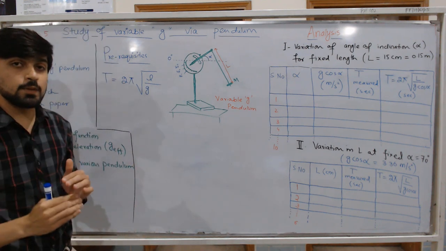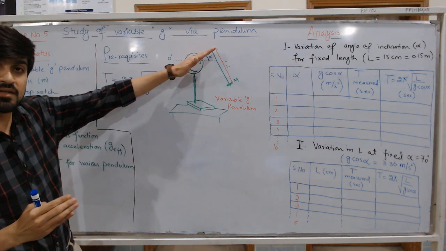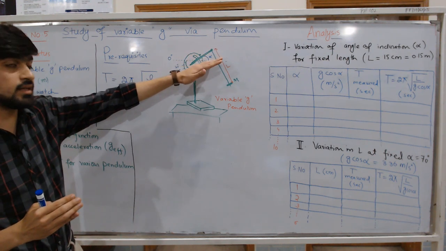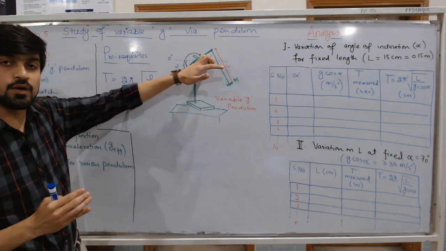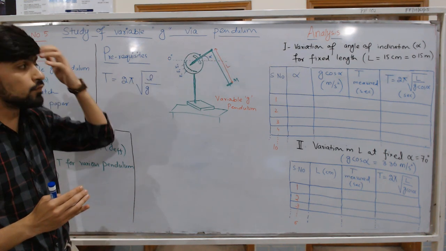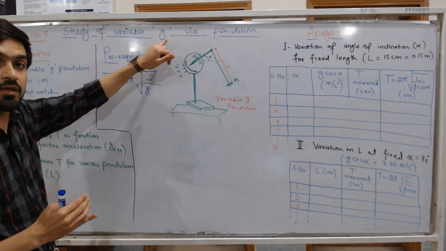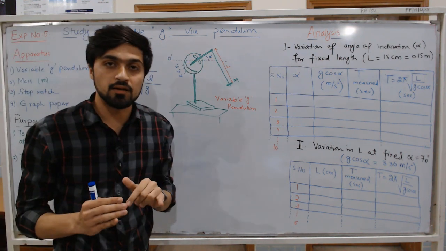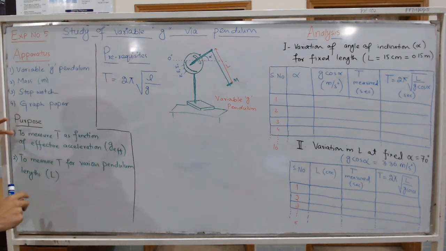Now this experiment is to study what will be the case if I incline this simple pendulum at a certain angle, that is, if the angle of inclination of this simple pendulum is not zero. What will be the effect on the value of g if the pendulum is inclined at a certain angle? And we have two objectives of this experiment, which we will be discussing shortly.